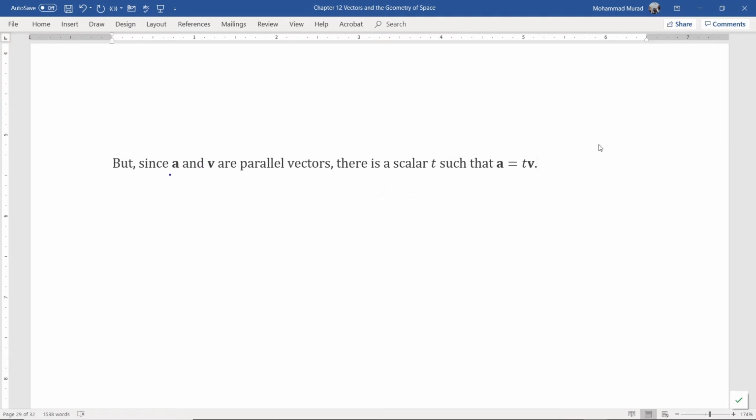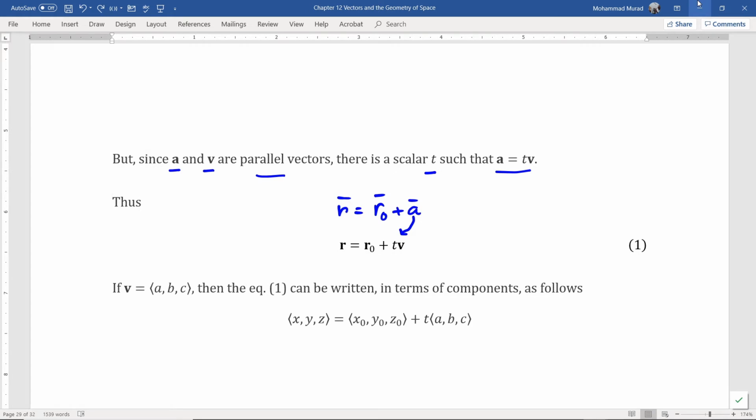But since the vectors A and V are parallel, there is a scalar t such that A equals t times V. So the vector A is some scalar multiple of the vector V. Thus, the equation R equals R sub 0 plus A would become equation 1, where A is replaced by the vector t times V. If V is the vector with components a, b, c, then the equation 1 can be written in terms of components as follows.